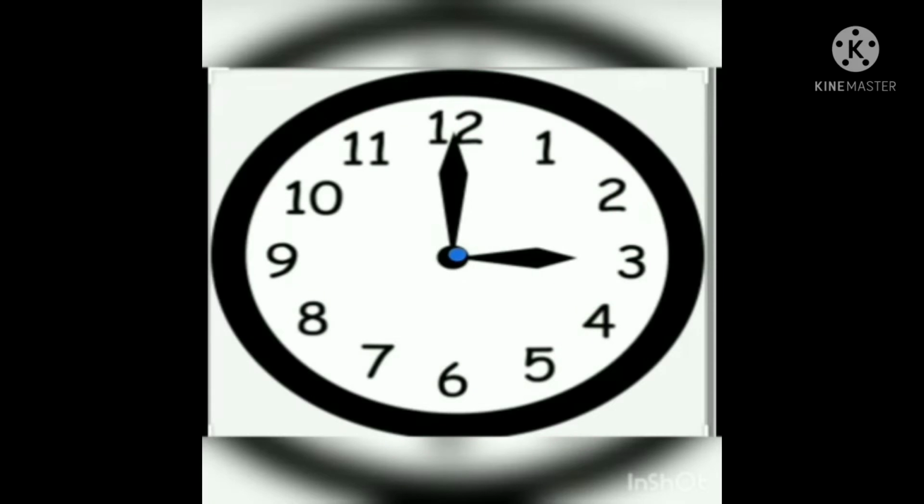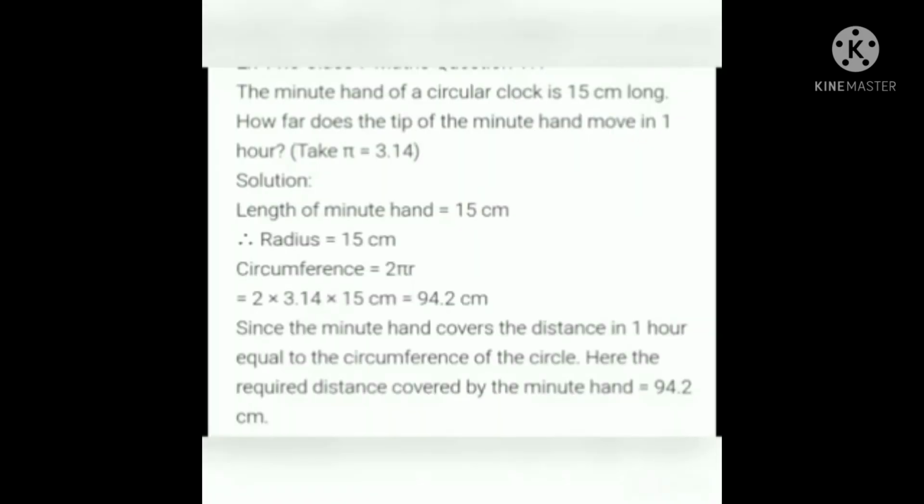So what is that distance? When the minute hand moves from this 12 and reaches 12, it covers 1 hour and that is the boundary distance of this clock. What is that? That is the circumference of the clock. So we have to find the circumference of the clock and it is given. The length of the minute hand is given. So considering the length of the minute hand as the radius, we can find the circumference of the clock. So what is given as that minute hand, 15 centimeter long. So that radius is 15 centimeter.